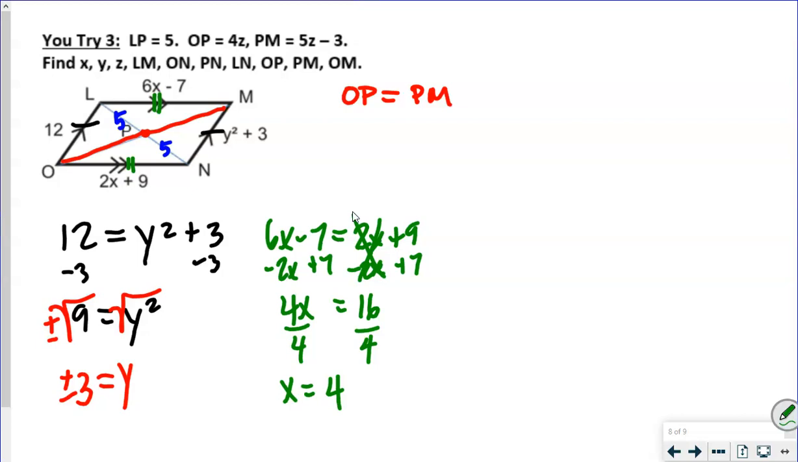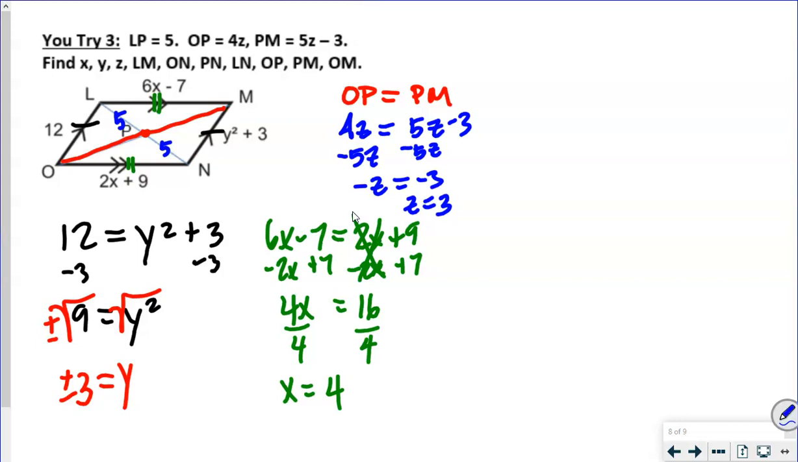Now we're going to plug this back in just a minute. I'm just solving for x, y, and z right now. Now OP and MP are equal to each other, right? So up here, we can say that 4z is equal to 5z minus 3. Actually, let's just do it this way. Let's subtract 5z from both sides. So we get a negative z is equal to a negative 3. If we multiply or divide both sides by negative 1, it means that z is equal to 3. Okay? So now we have our x, our y, and our z. So it asks us to solve for that first.